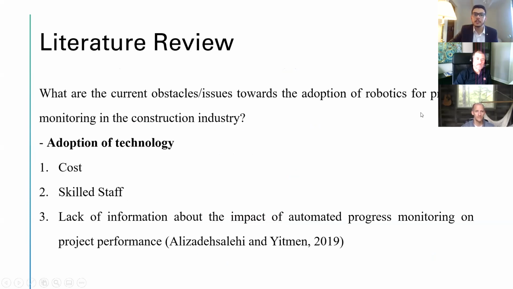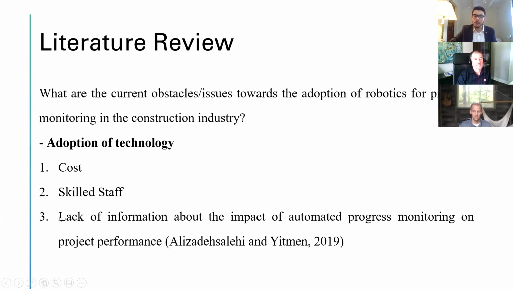So moving on to what are the current obstacles, issues towards the adoption of robotics for progress monitoring. The number one issue or obstacle that we face is the adoption of technology. To understand this, if we compare it to the manufacturing or some other industry, we see a big difference. And to understand why adoption is an obstacle, there were three things that came out from this research by Ali and Yitman in 2019. The number one thing was cost. The second thing was skilled staff. And lastly, it was about lack of information about the impact of automated progress monitoring on project performance.